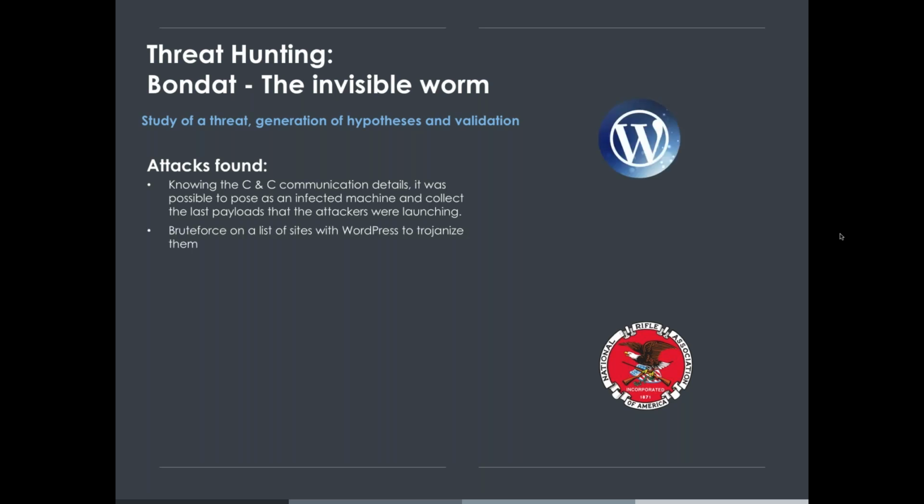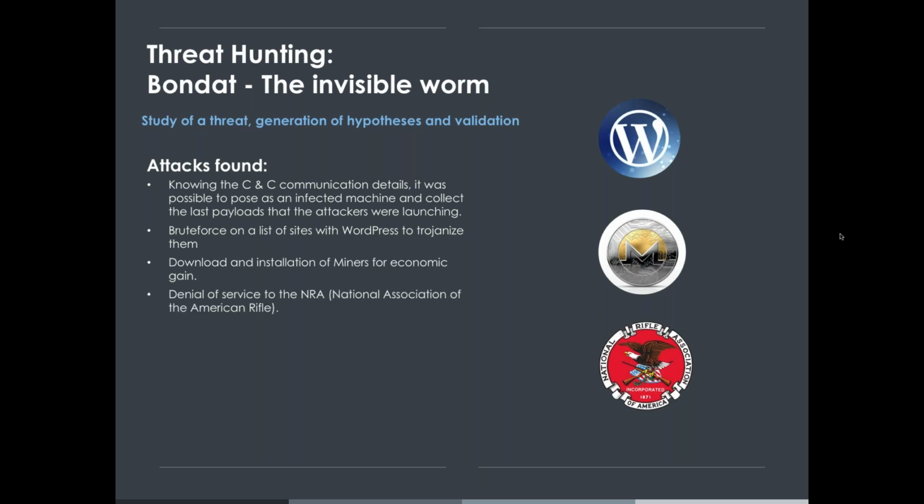We find out that what it was trying to do was brute force on a list of sites with WordPress, and the idea was to Trojanize those WordPress sites. Very common. Once that happens, they're trying to download and install miners, crypto miners. We've already talked about those for economic gain. And additionally, it engaged in a denial of service against the NRA site, the National Rifle Association of America.